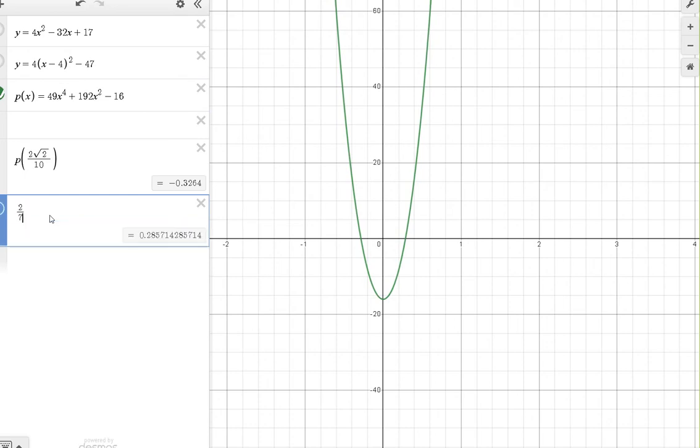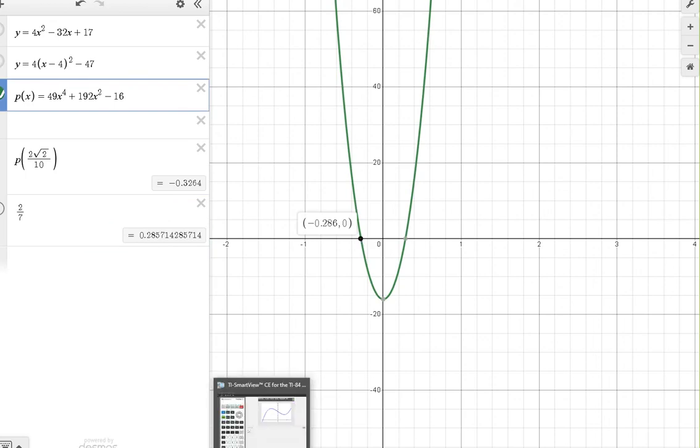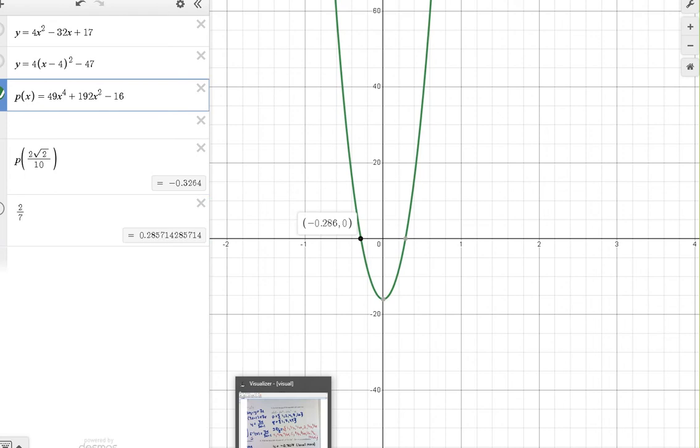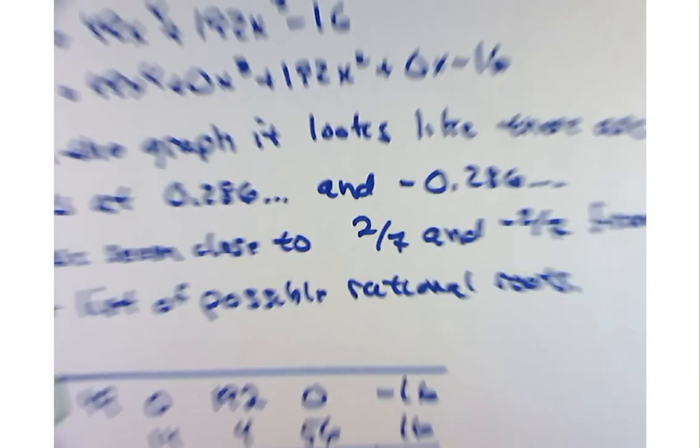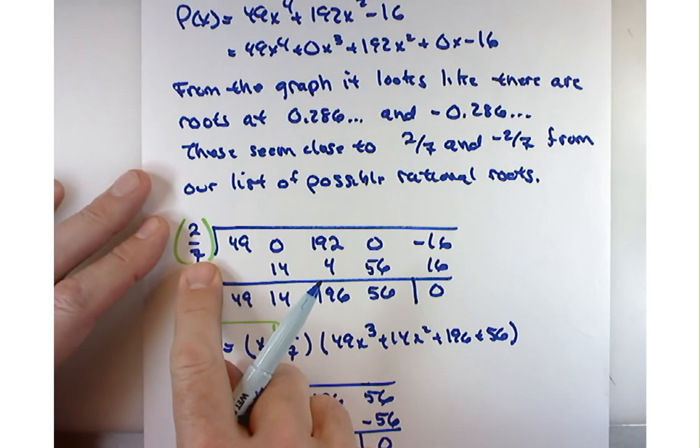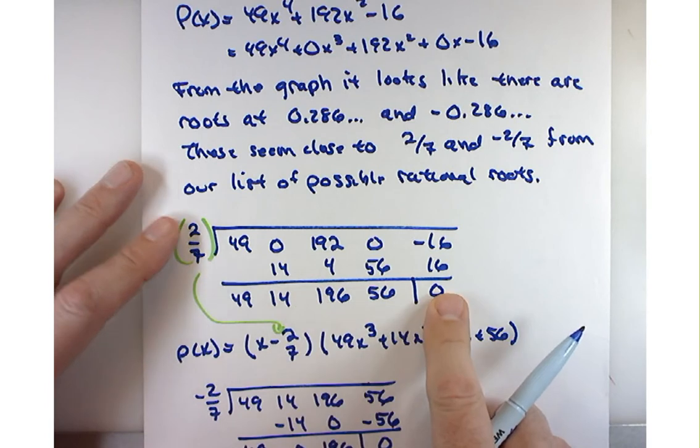So 2 divided by 7, there you go, about .286, and that's looking pretty good. So let's take a look at those a little bit closer. Because I have those possibilities, I'll start out with 2/7. You run through 2/7 and you get a 0.